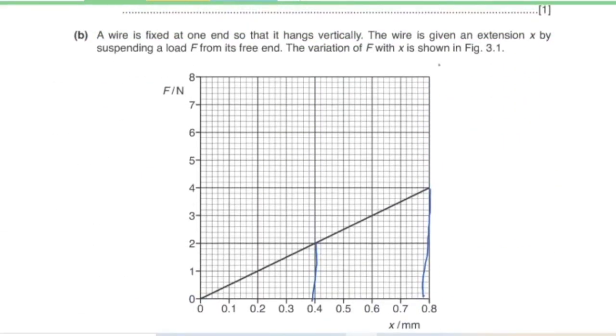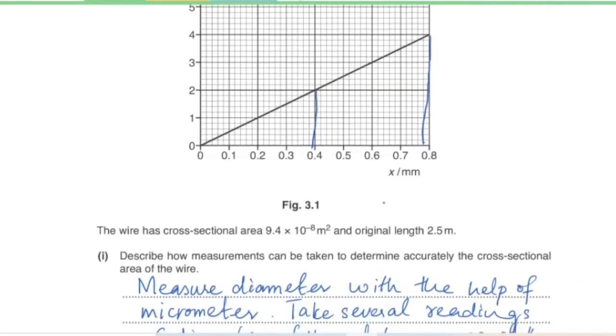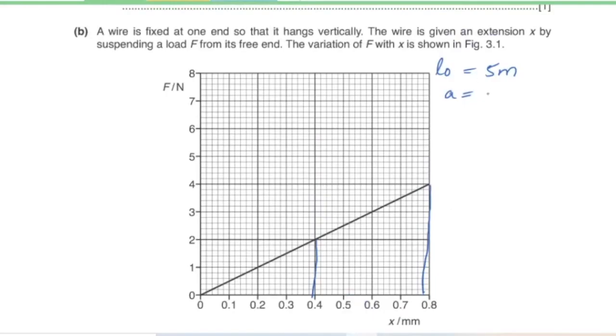So now the newer length is 2.5 into 2, which is 5 meters. For the newer area, we first have to calculate the radius of the old wire, which is the square root of 9.4 into 10 to the power of negative 8 divided by pi. We should first multiply this radius by 2 and then find the newer area, pi r squared again, and hence we have the newer area as 3.76 into 10 to the power of negative 7 meters squared. Now the new wire is of the same material, so Young modulus is going to be constant, which is 1.3 into 10 to the power of 11 pascal.